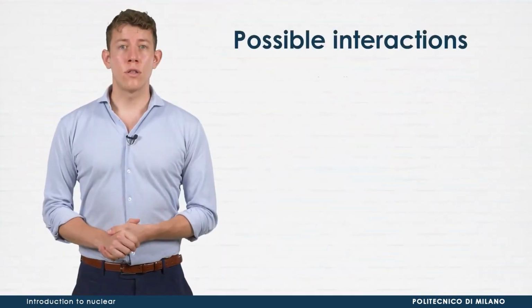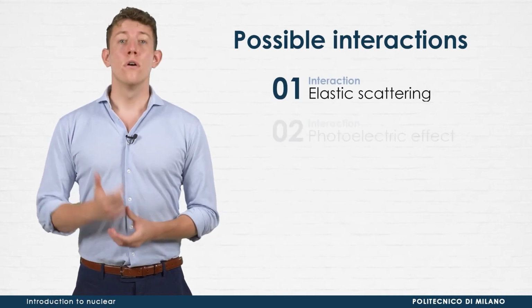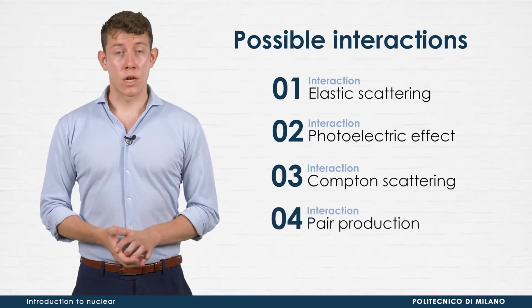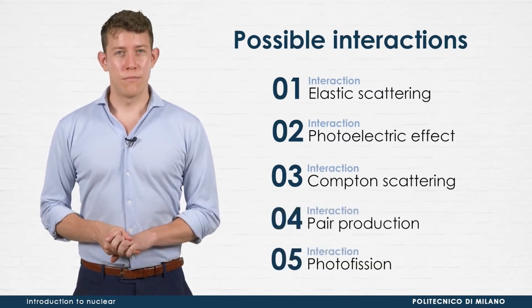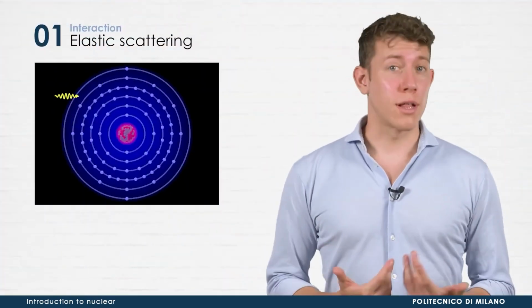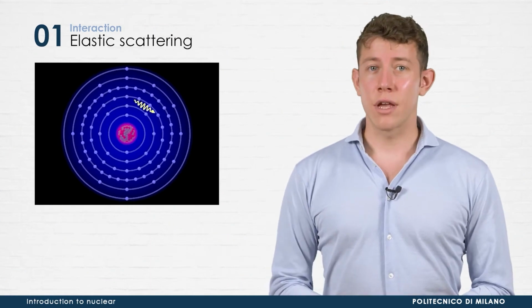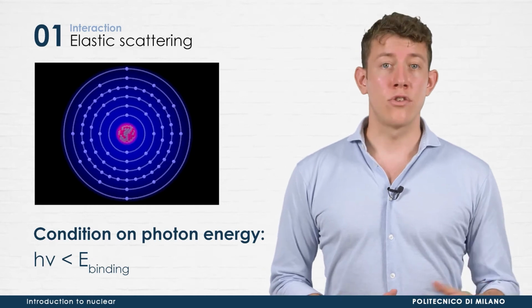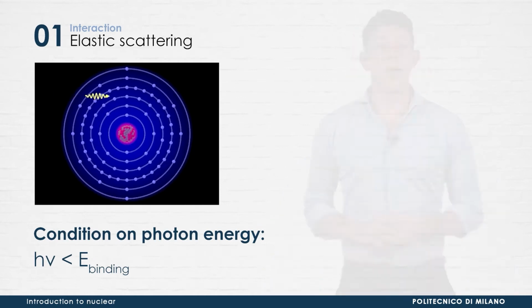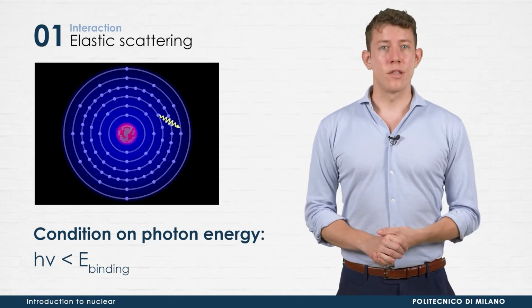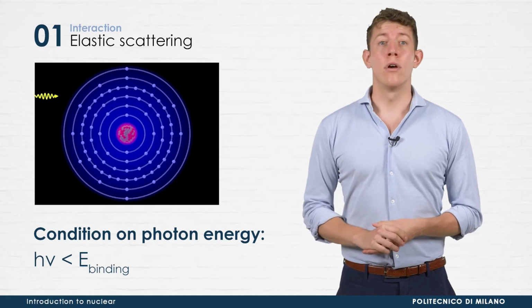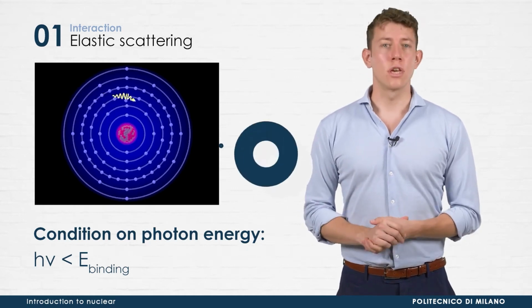The possible interactions are elastic scattering, photoelectric effect, Compton scattering, pair production, and photofission. Let's start with the first one. Also known as coherent or classical scattering, the elastic scattering is the process where the photon energy is lower than the binding energy of the electron in the atomic shells. Therefore, no energy will be transferred. Even though this event can happen during gamma or X-ray application, it is usually ignored.